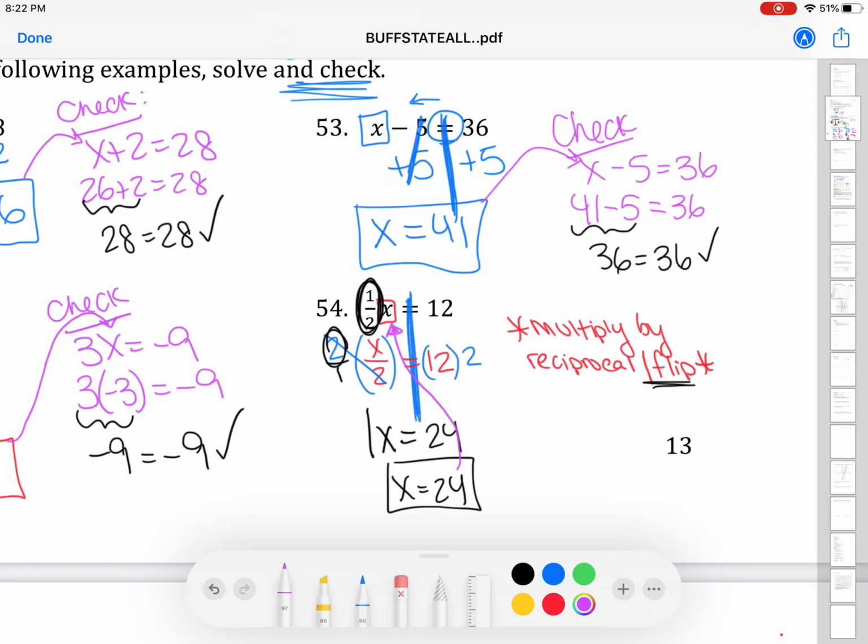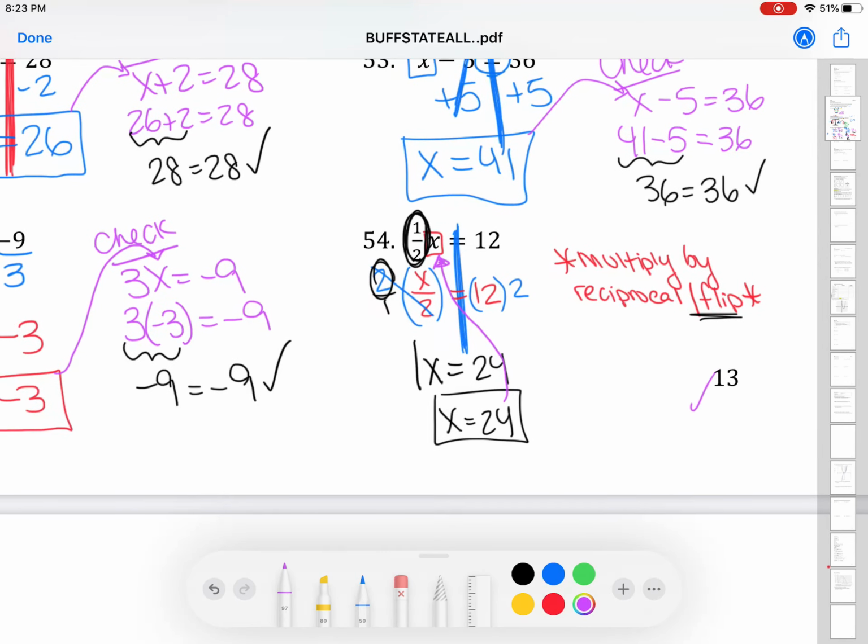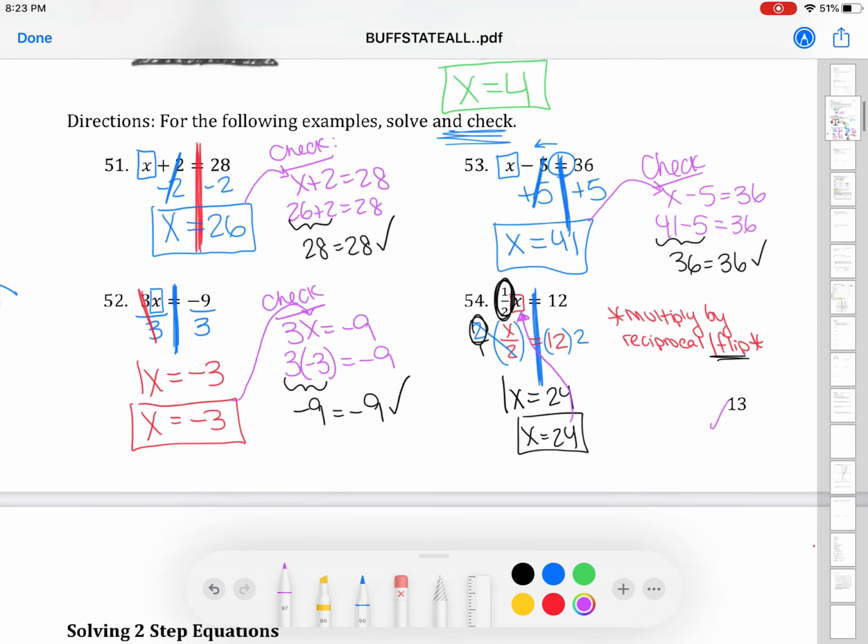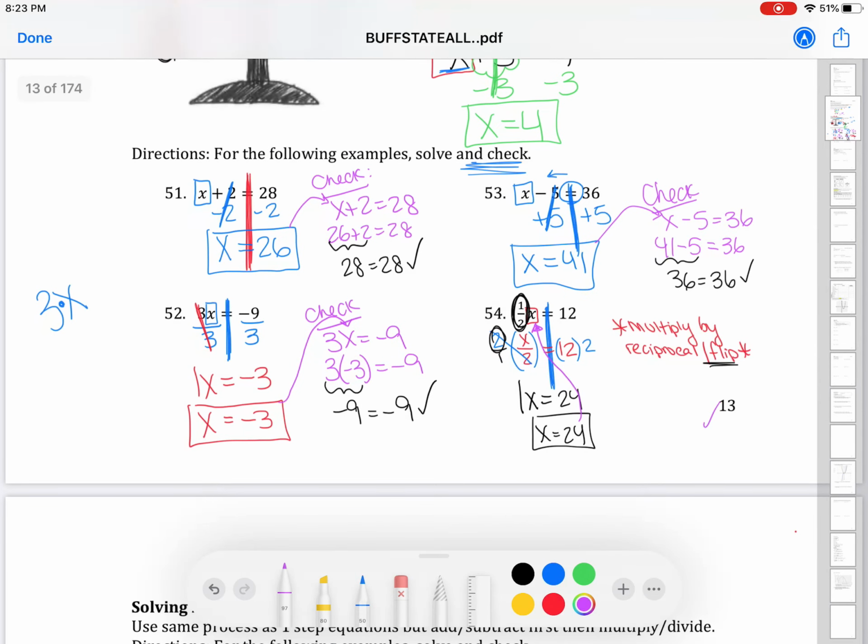I'm going to do the check in my head. I'm not even going to rewrite it just to show you that that's nice and easy. 1/2 of x, which is 24, equals 12, so that means half of 24 is 12, and that is absolutely true. If I multiply 24 by 1/2, or in other words, divide it by 2, I will get 12. So it checks out.